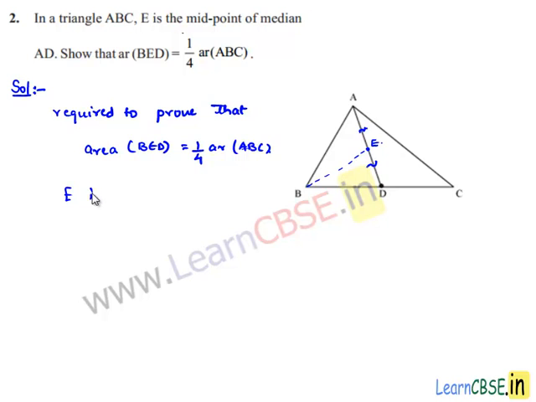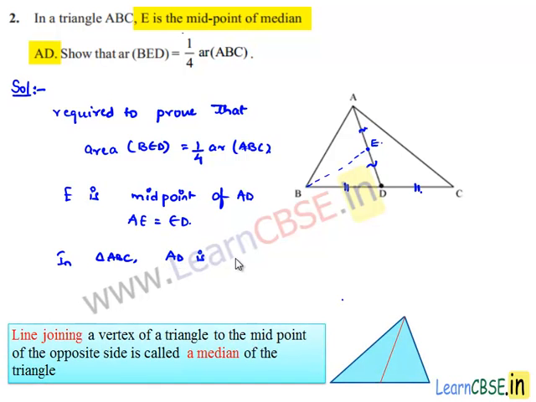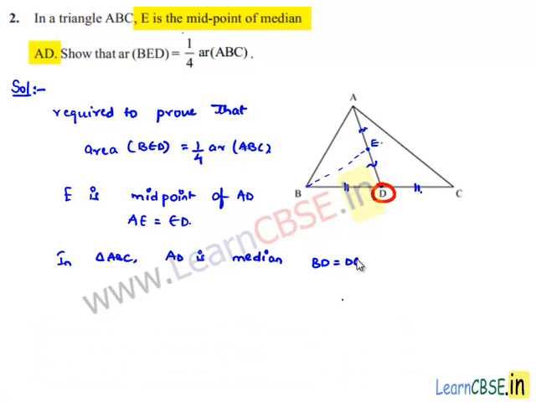As we know that E is midpoint of AD, AE is equal to ED. Here in triangle ABC, it is given that AD is median. Therefore, BD will be equal to DC. We know that in a triangle, a median always divides area into two equal halves. Therefore, here area of triangle ABD will be equal to half times area of triangle ABC.